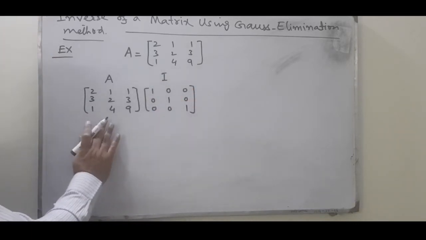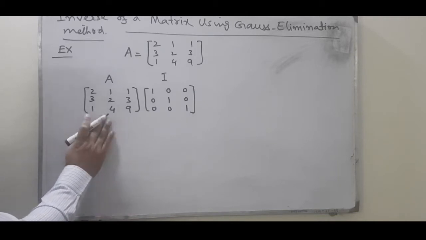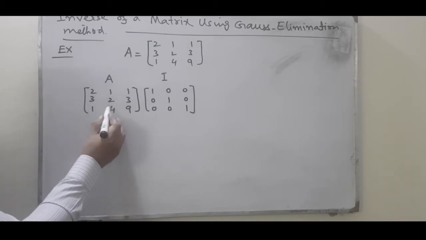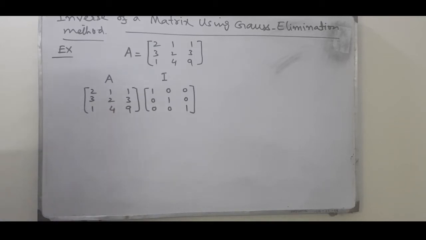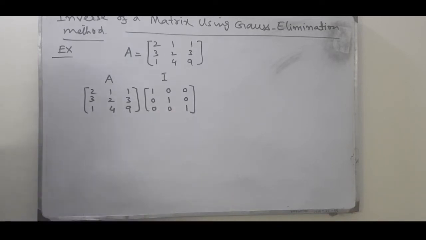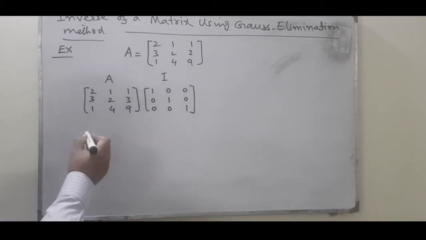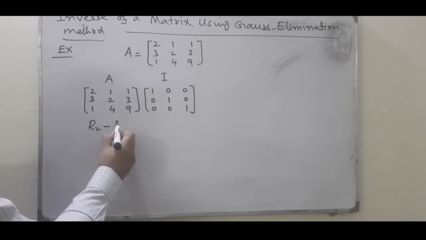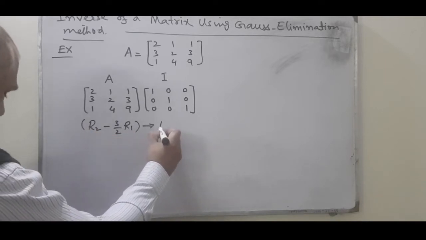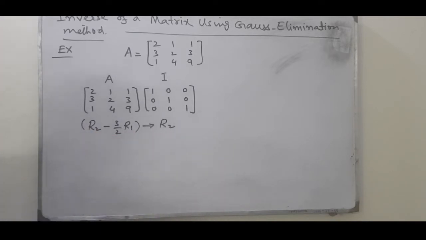Now we are going to apply row operations in such a way as to transform this into the upper triangular form. We have to make all these three entries below the main diagonal equal to 0, and we apply the same operations on this identity matrix. In order to start, we apply the operation R2 minus 3/2 times R1, and the change goes to R2. This is the first operation, in order to make this 3 equal to 0.